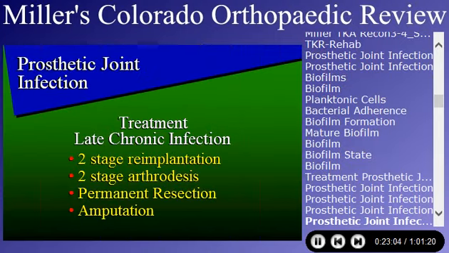If it's a chronic infection, biofilm state, dead bone comes out, dead tissue comes out, parts come out. The reason for failure after a chronic infection is retained cement or foreign body. So you've got to do a radical debridement. The most common reason for recurrence is retained debris, either cement, metal, or dead bone. Okay? The options are 2-stage reimplantation, arthrodesis, permanent resection, or amputation.